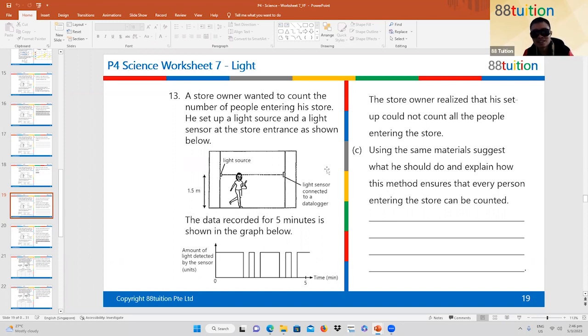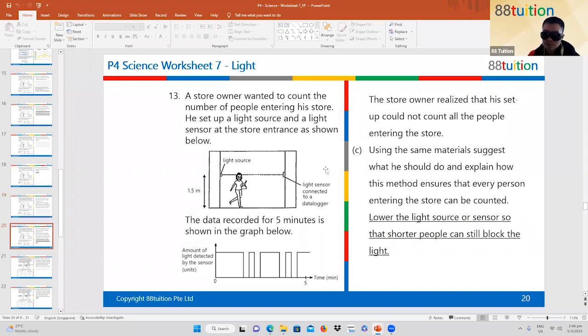No, okay. That's a good try. Let's see. Very good, Valerie. By lowering the light source and sensor so that children, shorter people can still block the light and be detected, okay? Questions?